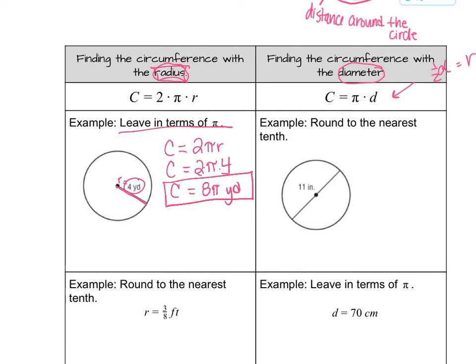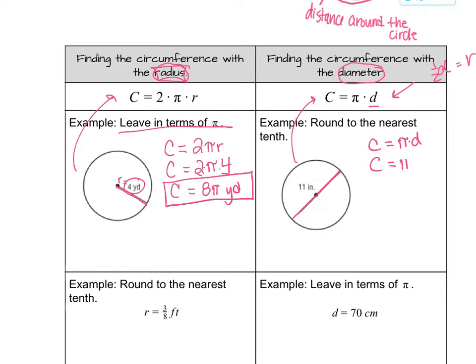All right, so I'm going to jump to finding the circumference with the diameter. We would use this formula. And to determine which formula you use, you have to look at the circle or look at the question and figure out what you're given. If you're given the diameter, which we were in this case, we would use this formula. If we're given the radius, we'd use this formula. So C is equal to pi times d.